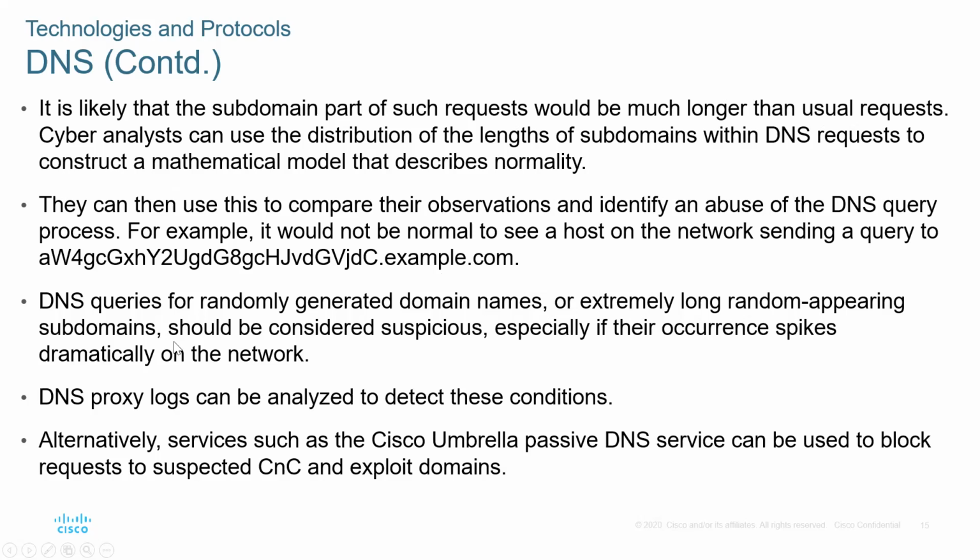Those DNS queries with randomly generated domain names or extremely long random-appearing subdomains would be considered suspicious, especially if their occurrence spikes dramatically on the network. So again, DNS proxy logs can be analyzed to detect these conditions, and alternatively, Cisco has services such as Cisco Umbrella, a passive DNS service used to block requests that are suspected of CNC and exploit domains.